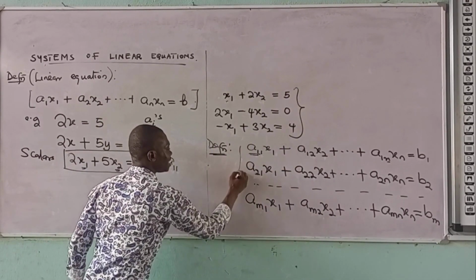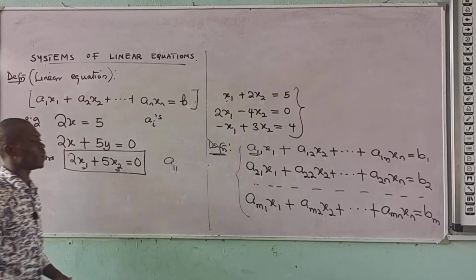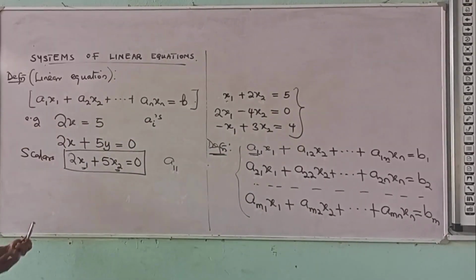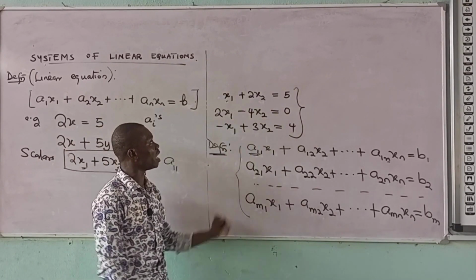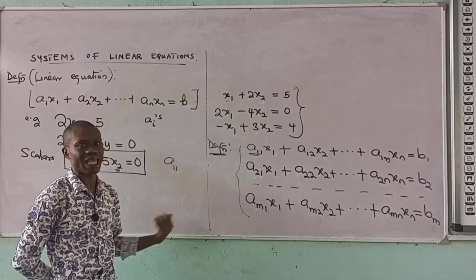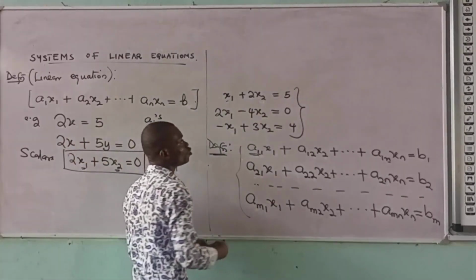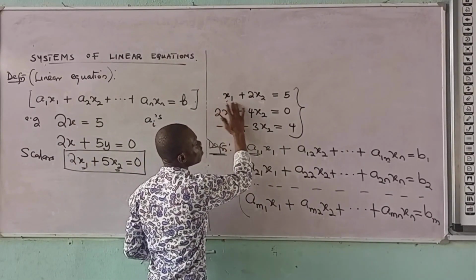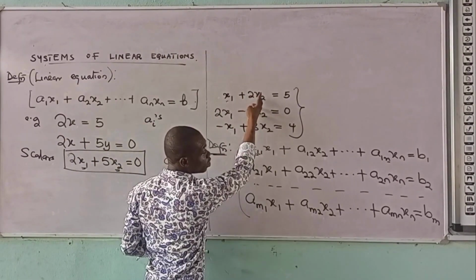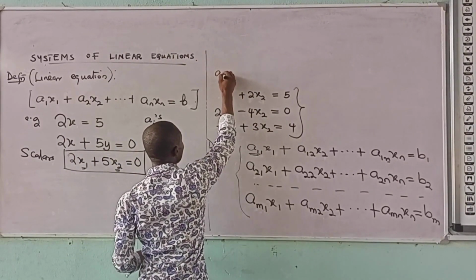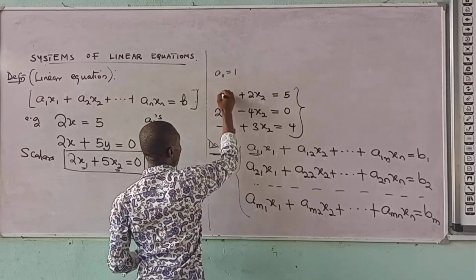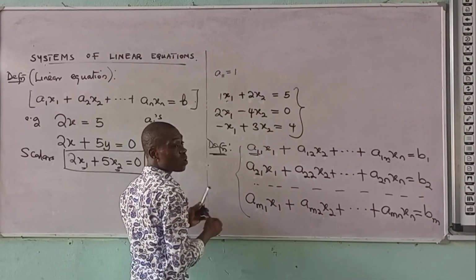Alright, so this is the general representation or general form of every system of equations. So what it means is that if I give you this equation now and ask you to get for me the a12, the a12 means the a of equation 1 variable 2, and that is my 2. So that means here now a11 is equal to what? 1. That's the coefficient of x1.